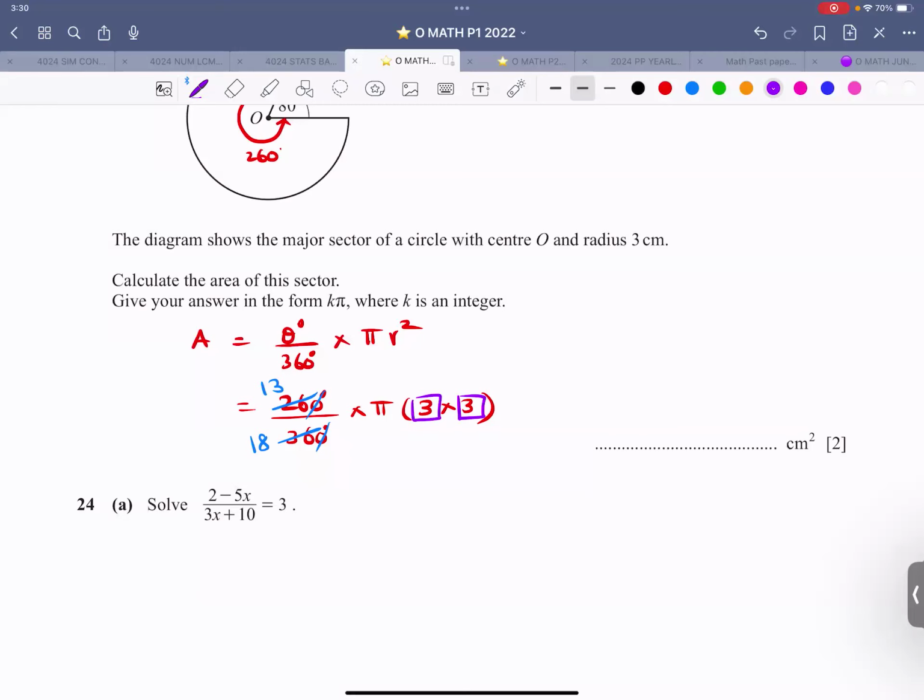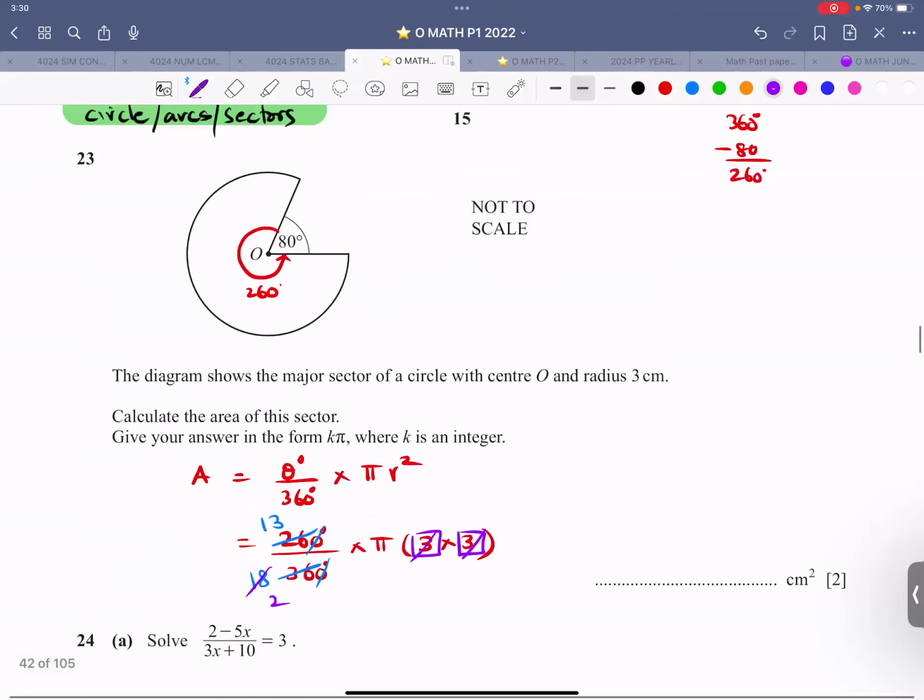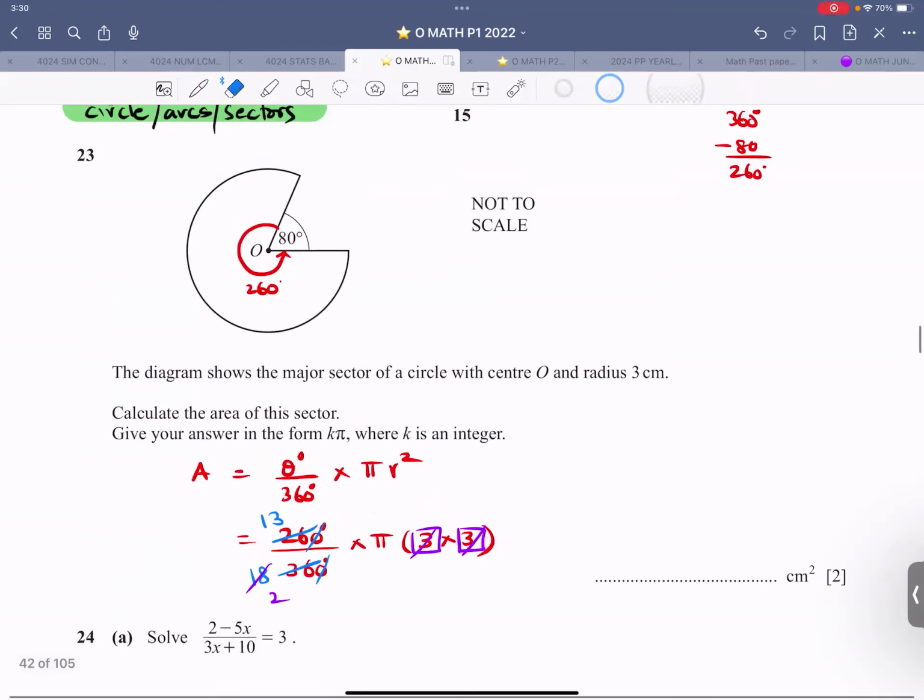So pi will remain as it is. So K is an integer. Okay, so 3 into 3 is 9, 9 into 2. So this is 13/2. This is 80, right? So no, one small mistake. This is not 260. This is 280. This is 280. Let me correct myself. Correct yourself before the examiner corrects you.